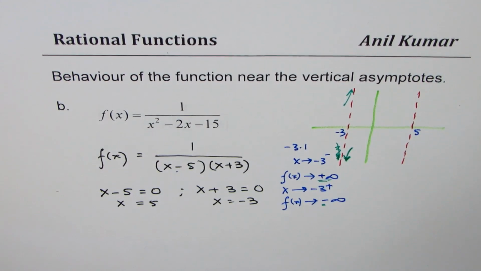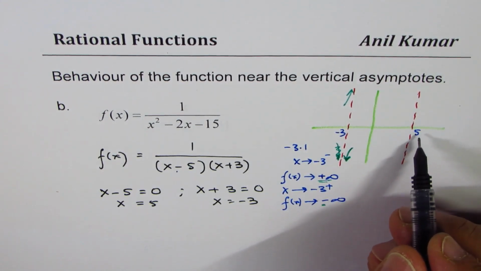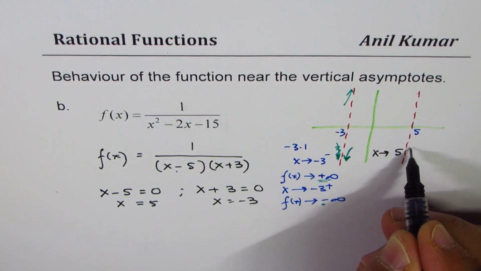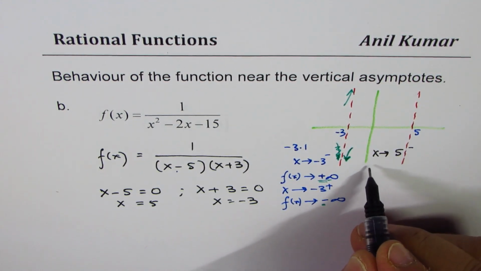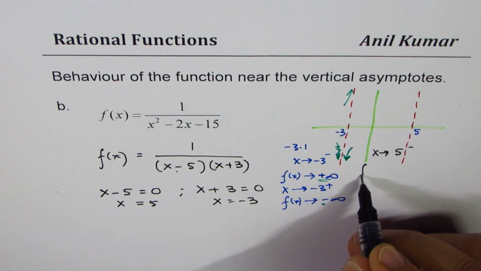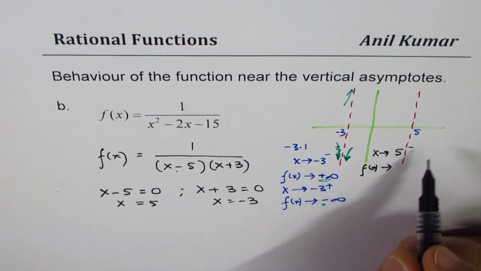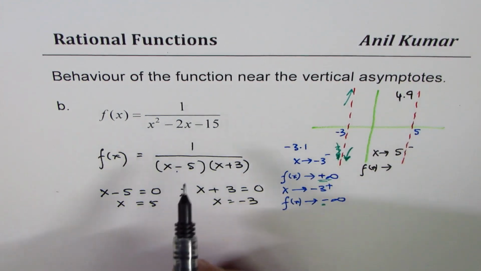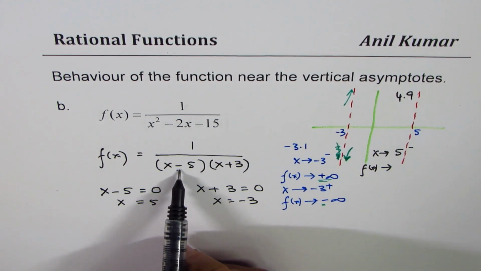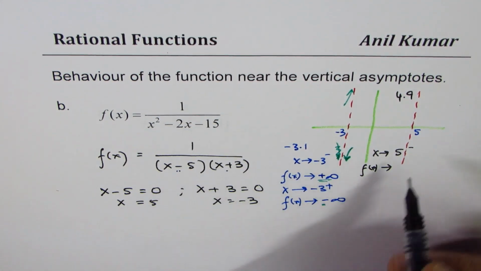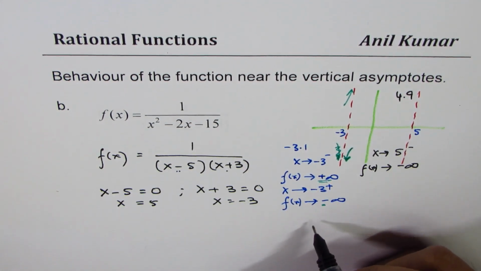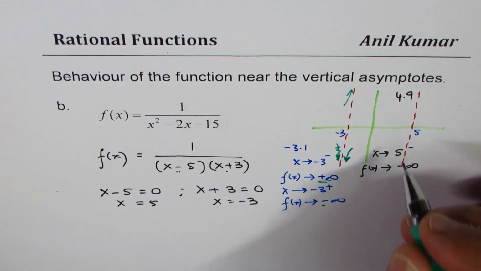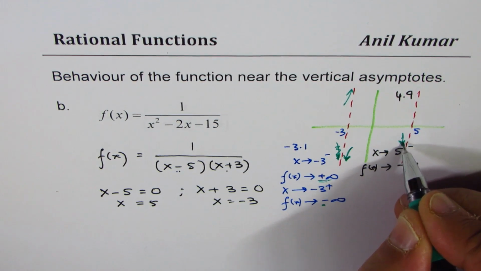Okay. Now let's analyze what happens at the other vertical asymptote. When x is approaching 5 from the left side, f of x is approaching what? Left side means you can take a test value as 4.9. So this becomes negative, that is positive. So it is negative infinity, correct? Negative infinity means this side, correct?